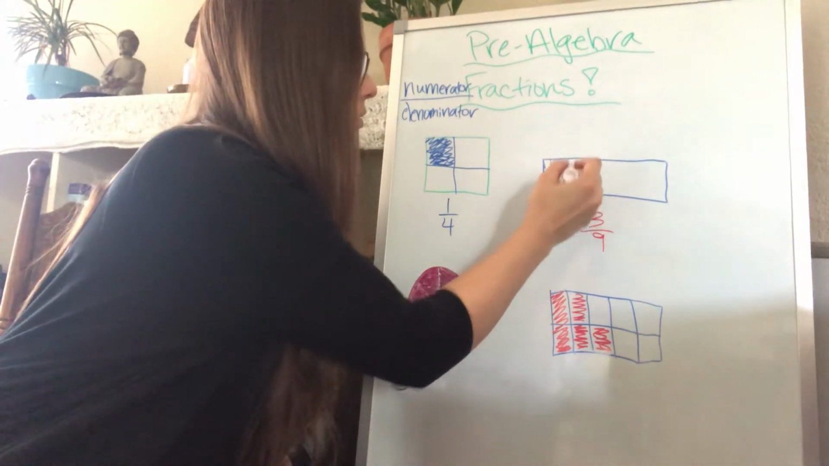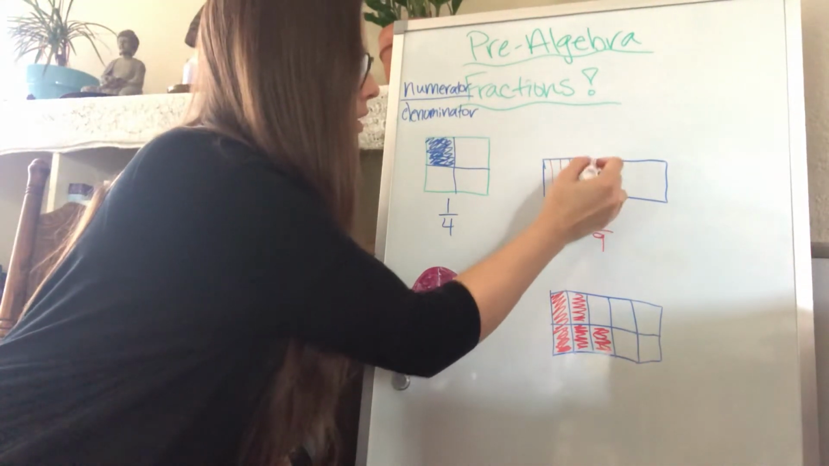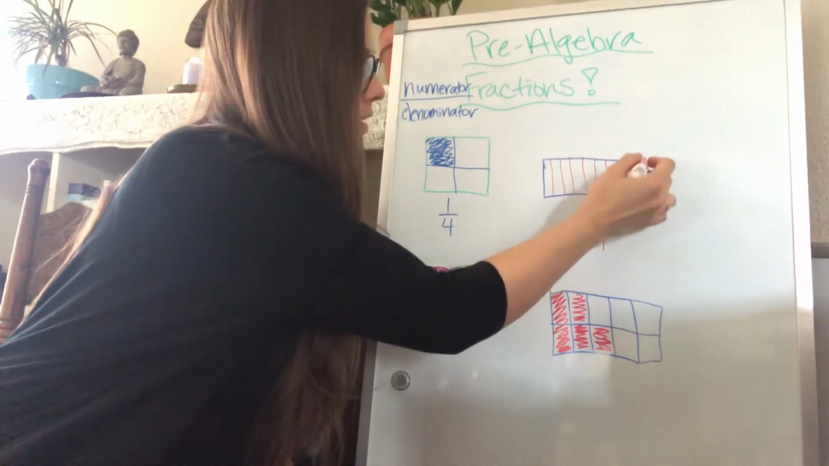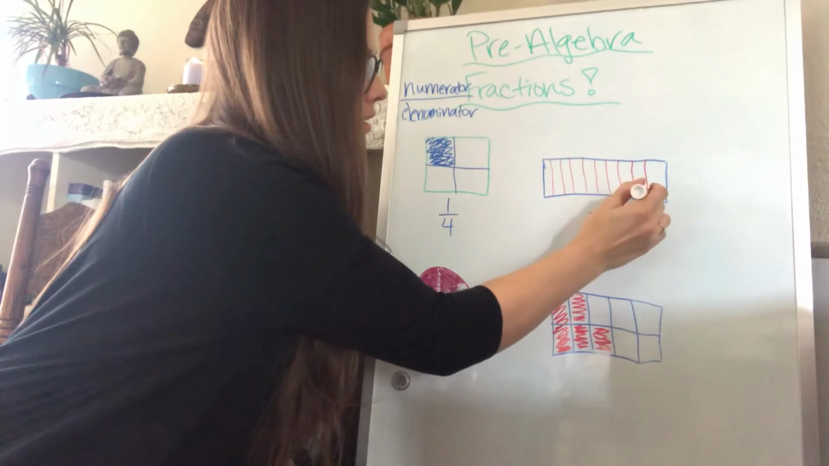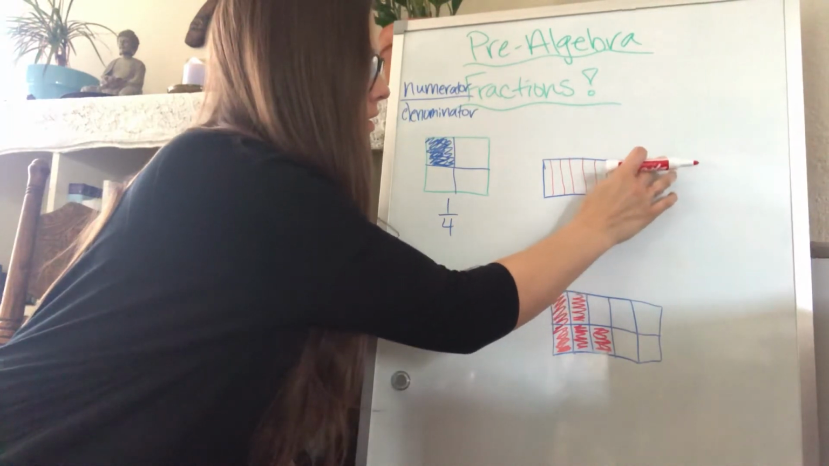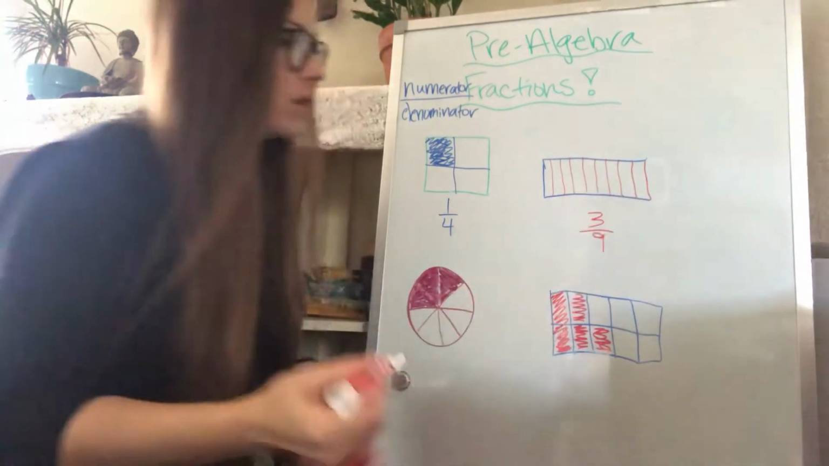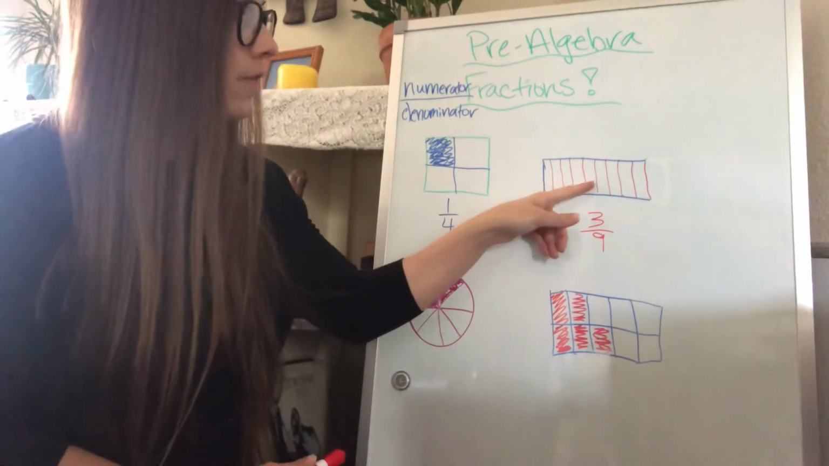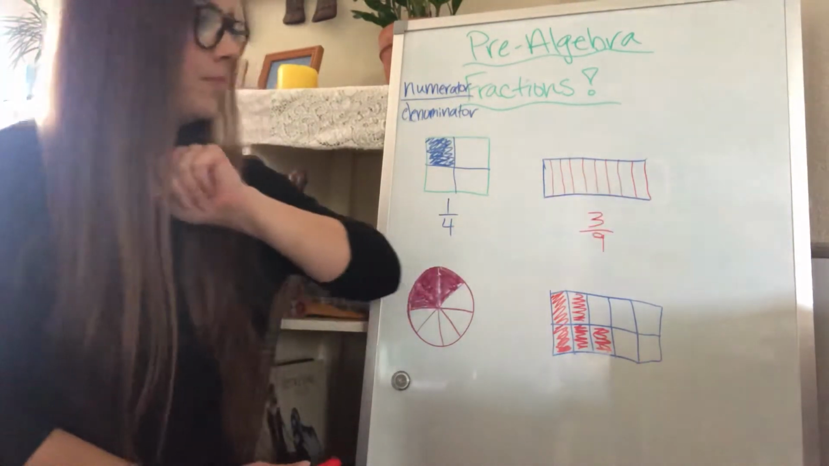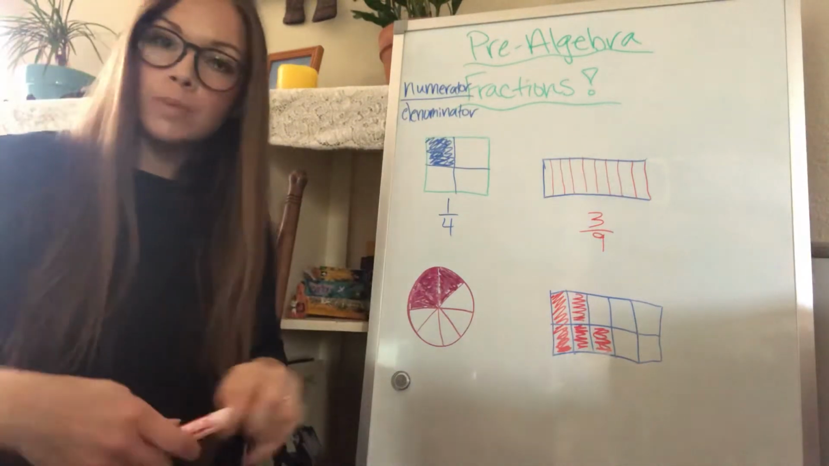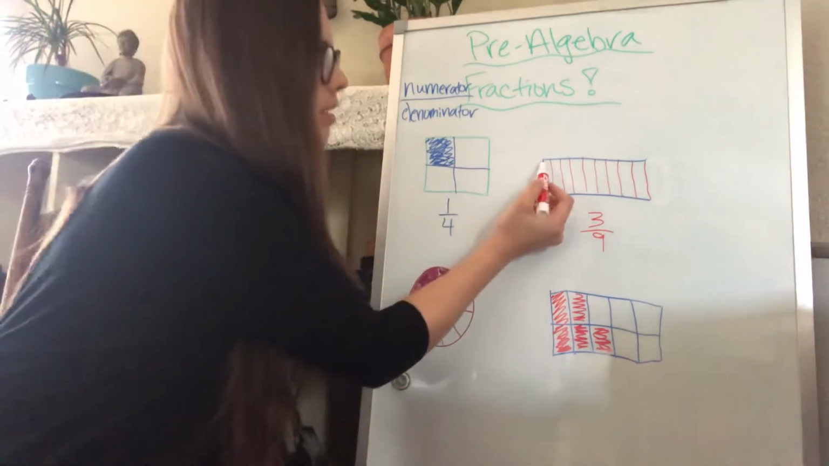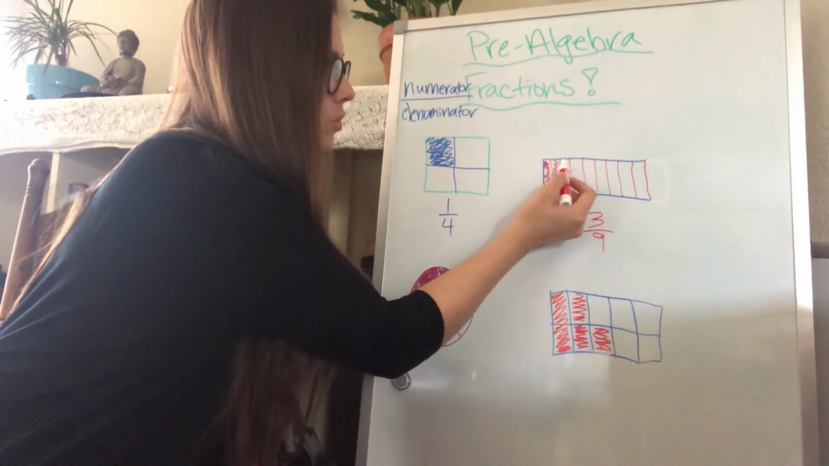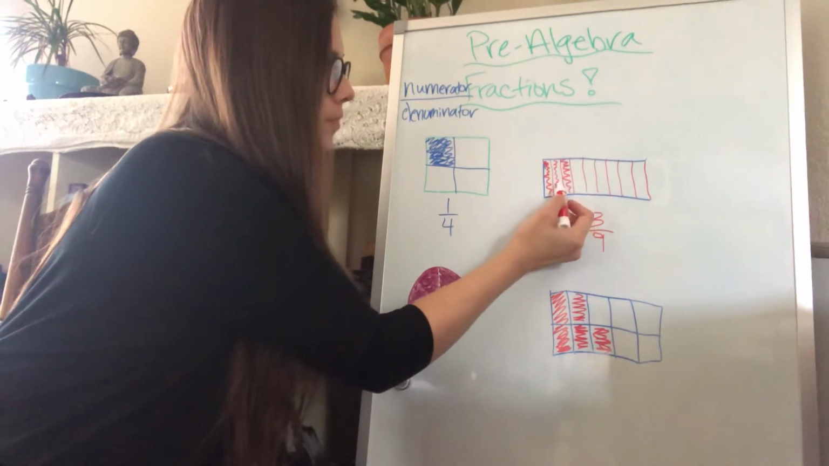Okay, so now my whole has 9 pieces: 1, 2, 3, 4, 5, 6, 7, 8, 9. And if I'm talking about 3 of those pieces, that's just 1, 2, 3.